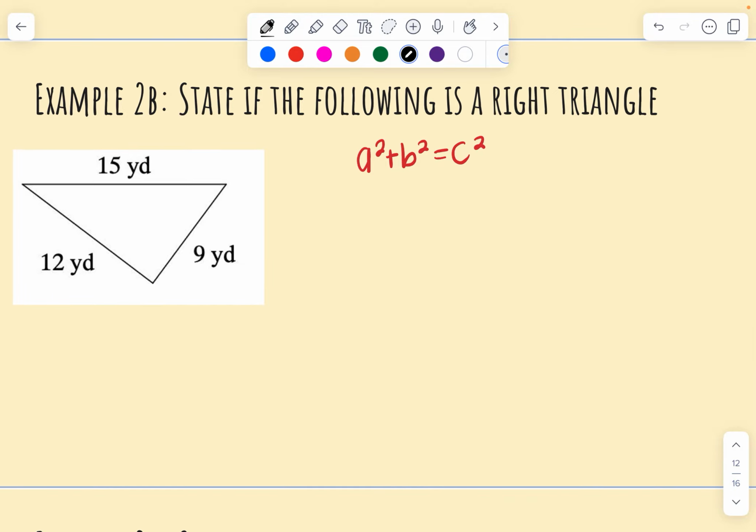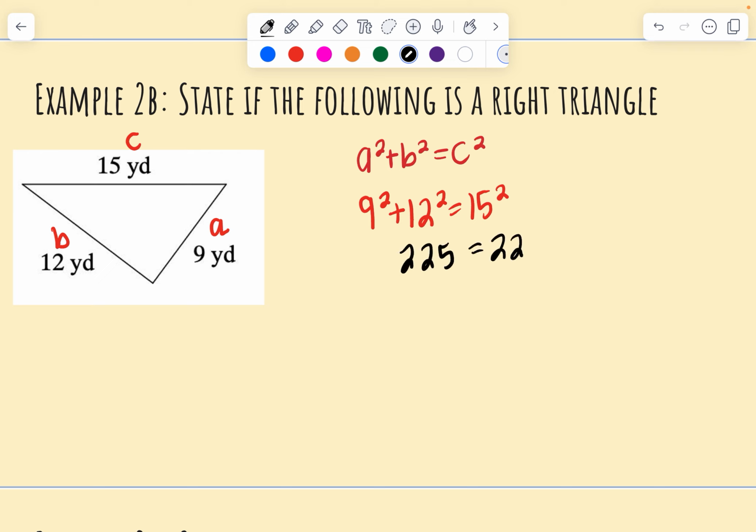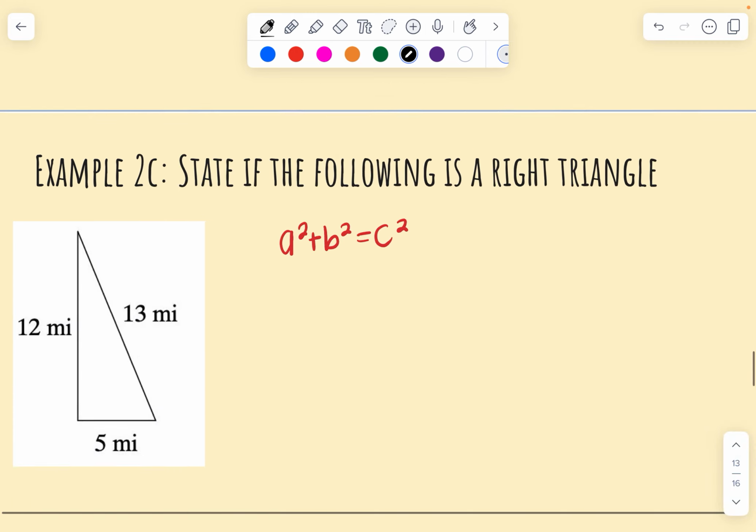Let's look at another one here. We know that 15 has to be C, which means we'll have 9 A and 12 B. So I want to know if it's true that 9 squared plus 12 squared is 15 squared. If I put 9 squared plus 12 squared in my calculator, I get 225. 15 squared is 225. I should have put a question mark here. And since those are equal, I can say yes, this is a right triangle.